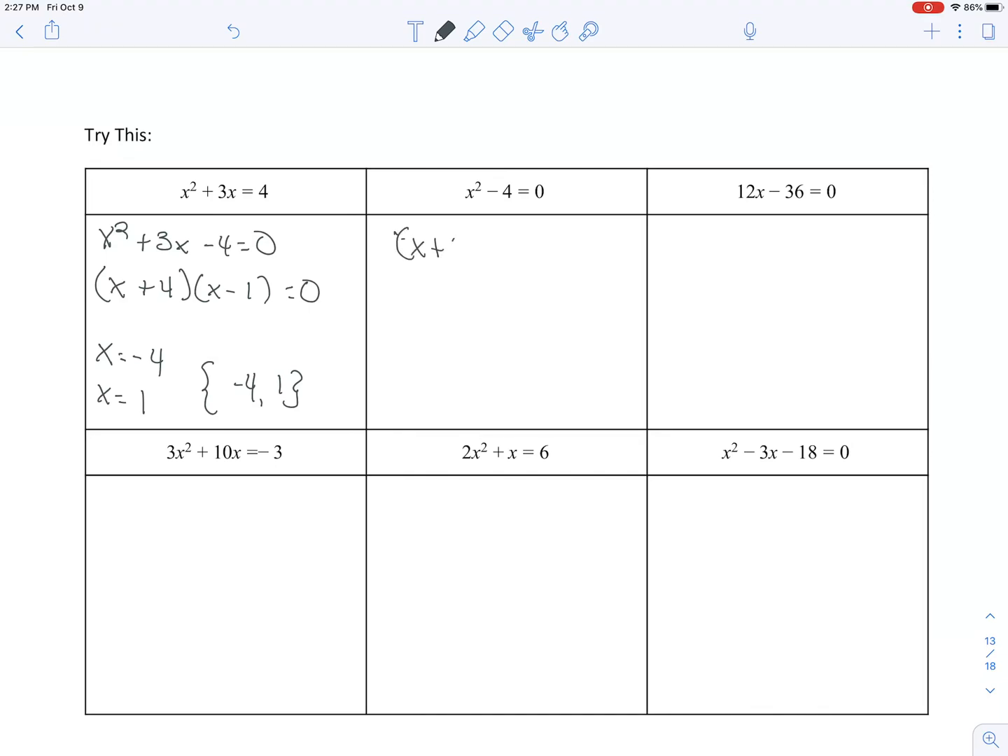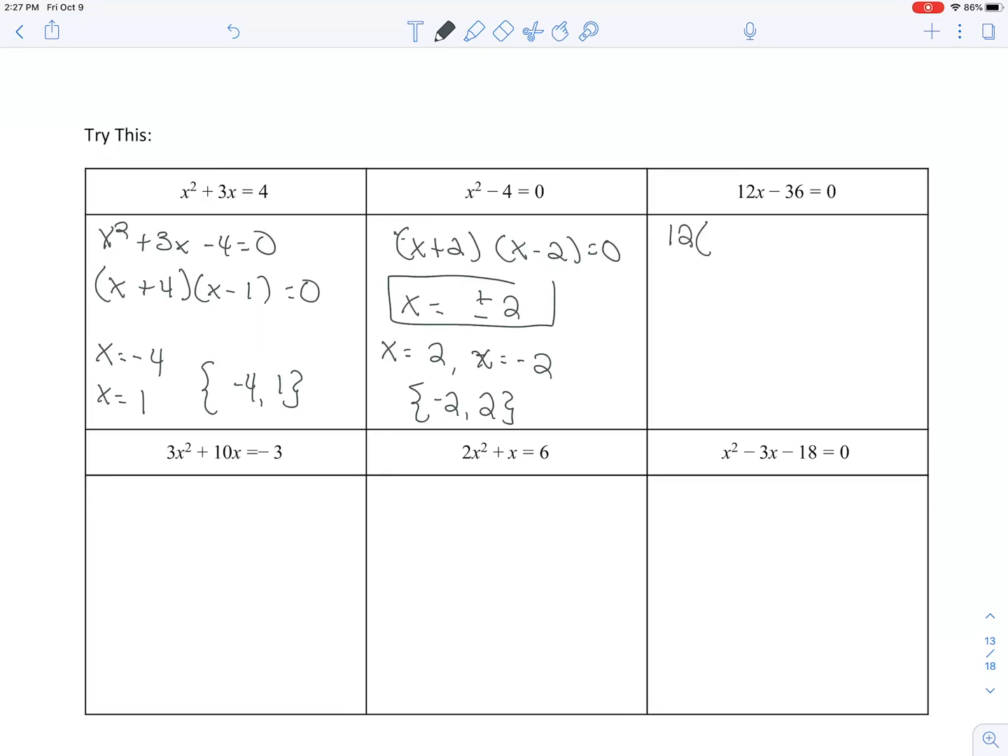This is the difference of 2 squares, so that's going to be x plus 2, x minus 2, which ends up being x is equal to plus or minus 2. We can write it like that, or you can write x is equal to 2, x is equal to negative 2, however you feel comfortable. Most of the time I just write it like that.